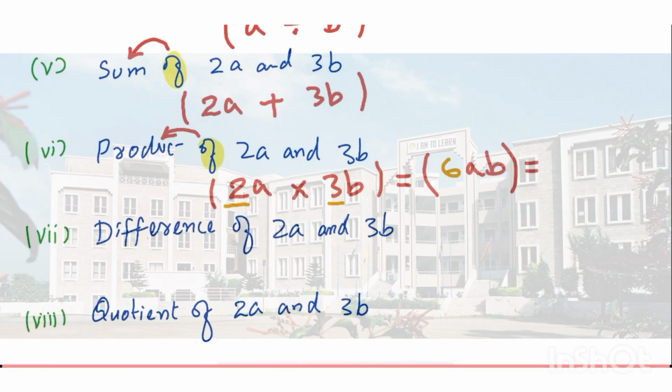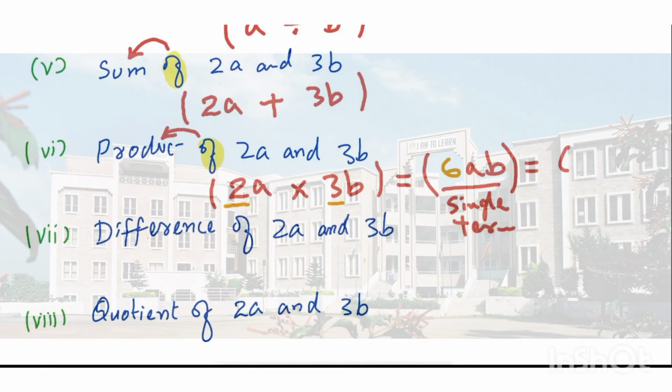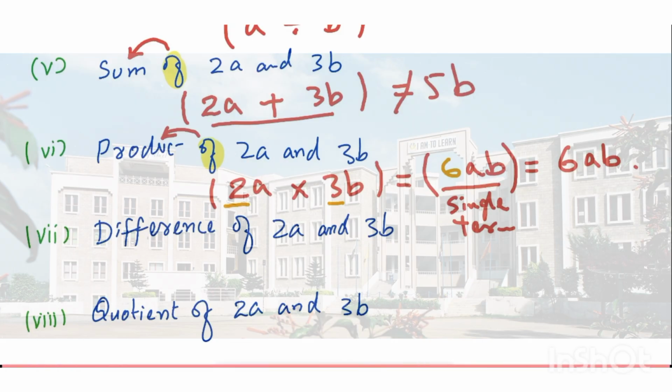And you must note it down that whenever there is a single term inside the brackets, we do not need brackets. So that's why we'll be cutting off the bracket and our term will be 6ab. This happens only in multiplication. Remember that 2a plus 3b will not be 5b, so this is wrong. You must remember that a and b cannot be added, but in multiplication we can multiply them, even though they are different variables.